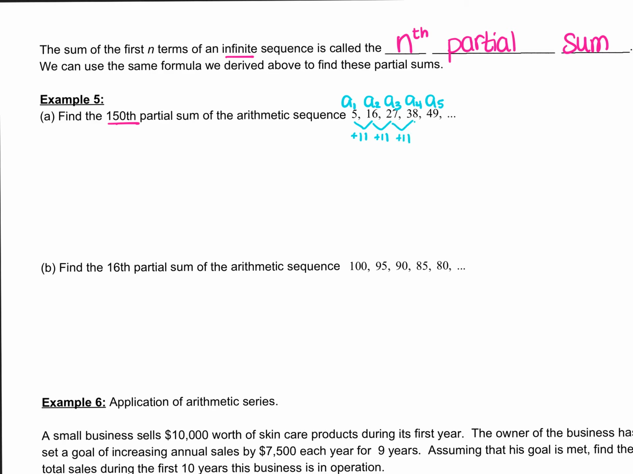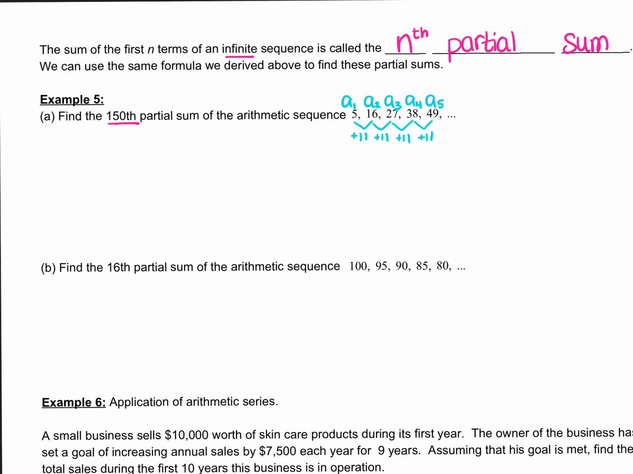Now, I hope that you can see that we're adding 11 to get each term in the sequence. But if we sat here and added 11 until we got to the 150th term and then went back and added all of those together, we'd be here a while. So we're going to find a way to do this in a little more concise manner, and it's going to have to use what we talked about in the previous part of this lesson. So we're going to have to come up with an equation for this.